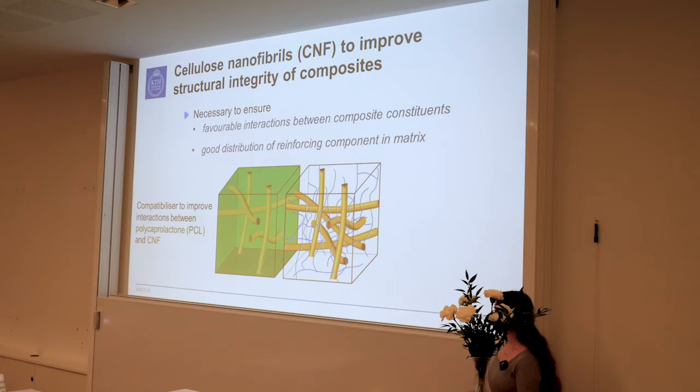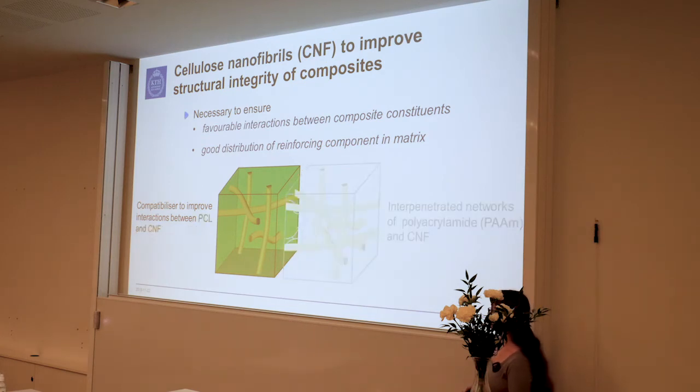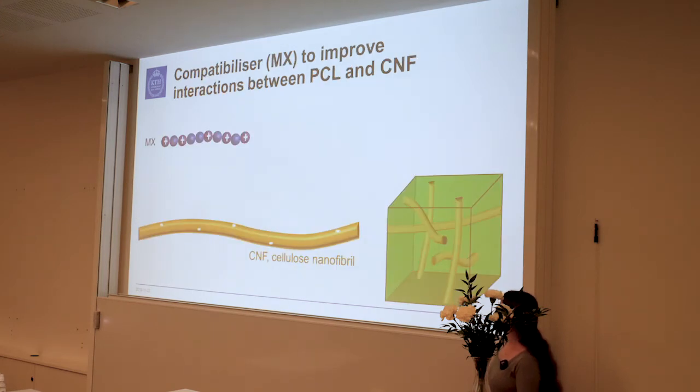So I will present two composite materials, one where a compatibilizer was used to enhance the interaction between polycaprolactone and cellulose nanofibrils, and in the other one, instead, an interpenetrated network was created of polyacrylamide and CNF. So first, a few words about this PCL CNF composite. A compatibilizer polymer was designed and synthesized.